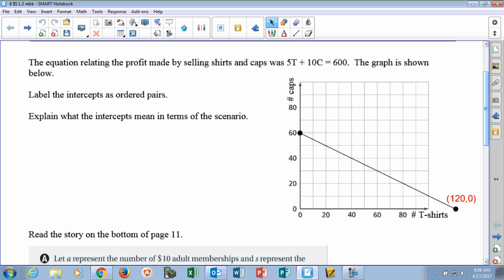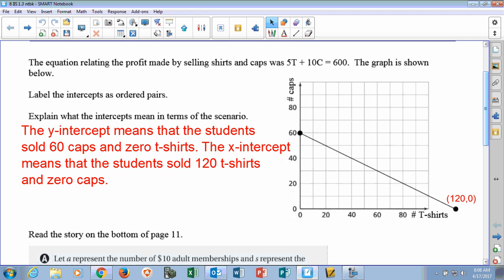So any point, remember we had that big chart, and we made a bunch of points that made that solution true. That means it falls on this line. Okay? So explain what the intercepts mean to the scenario. Well, the y-intercept means that the students had to sell 60 caps and 0 t-shirts to make a $600 profit. When you talk about the x-intercept, they had to sell 120 shirts and 0 caps to make a $600 profit. That's what those intercepts mean to this situation.